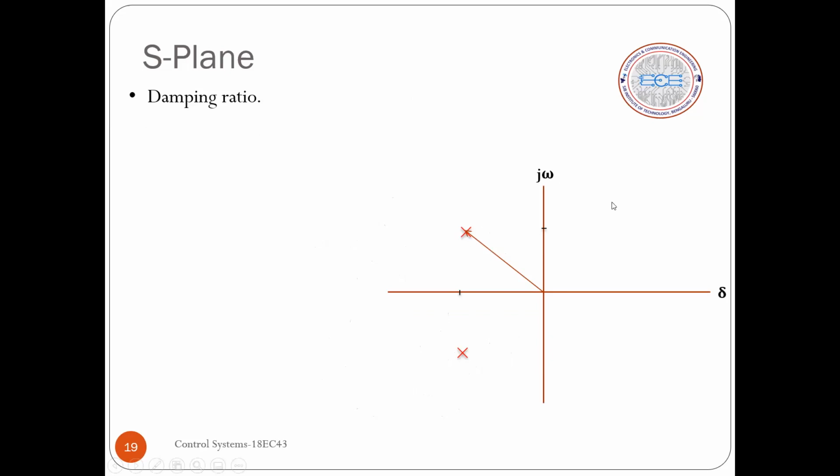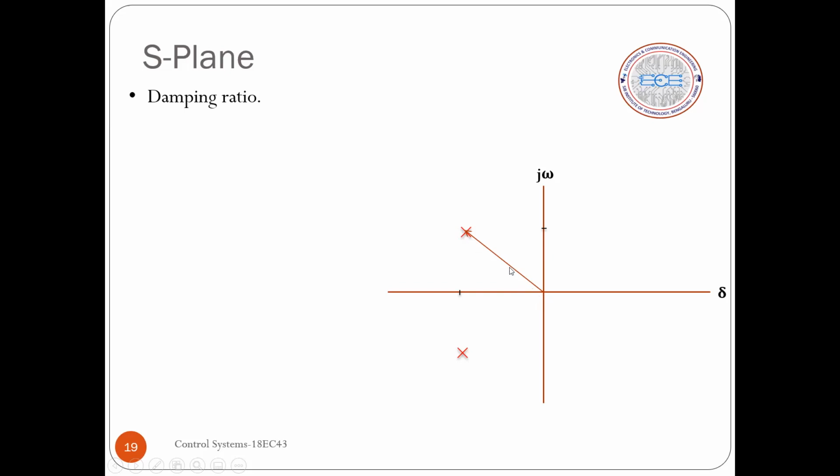You have to first identify poles and zeros on the S-plane. We have complex conjugate poles, which can happen for the underdamped situation. So we have two poles here. You have to join this pole to the origin. This is what I call omega n. The length, or the chord or the line we have, we call the omega n value.